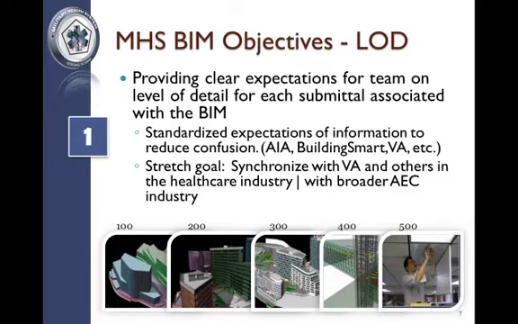We're trying to use standard expectations of information to reduce confusion, such as AIA standards, Building Smart standards, or VA standards, to the extent that they exist to help clarify level of detail. One example of where level of detail applies is having the correct level of detail at the correct submittal to ensure that we can do collision detection or interference coordination.